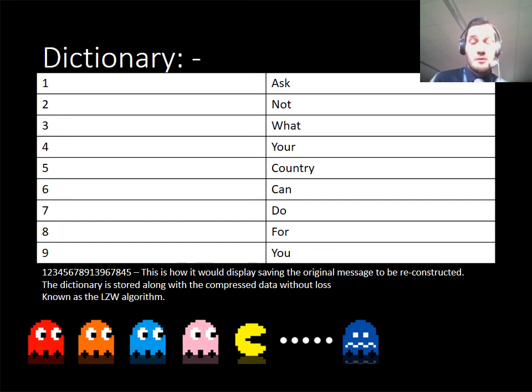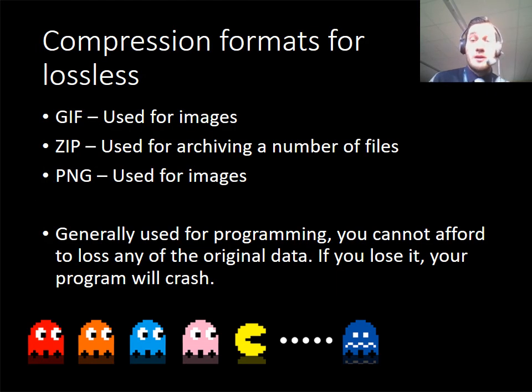That's known as the LZW algorithm. The compression formats that we use for lossless are GIF, which is used for images, zip, which we generally use for archiving or keeping a bulk number of files together, and PNG, which is used for images. Generally in programming, we will use a zip file, we will use lossless, because we cannot afford to lose any of the data. If we lose any of the data in our computer program, the whole program will crash, and this is what we need to remember.